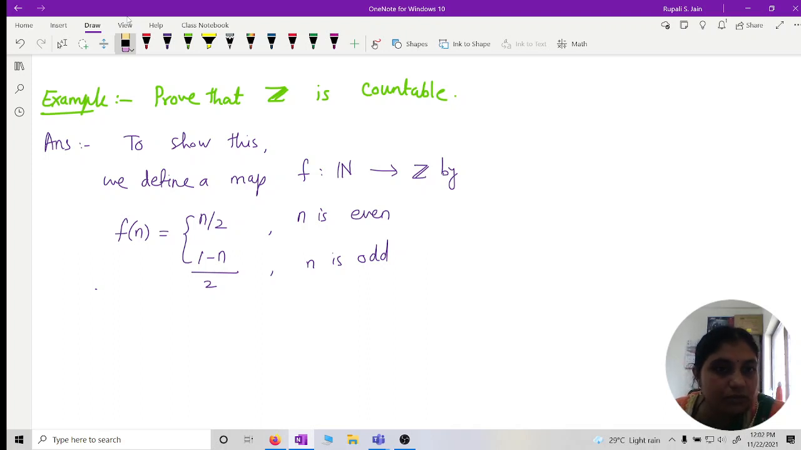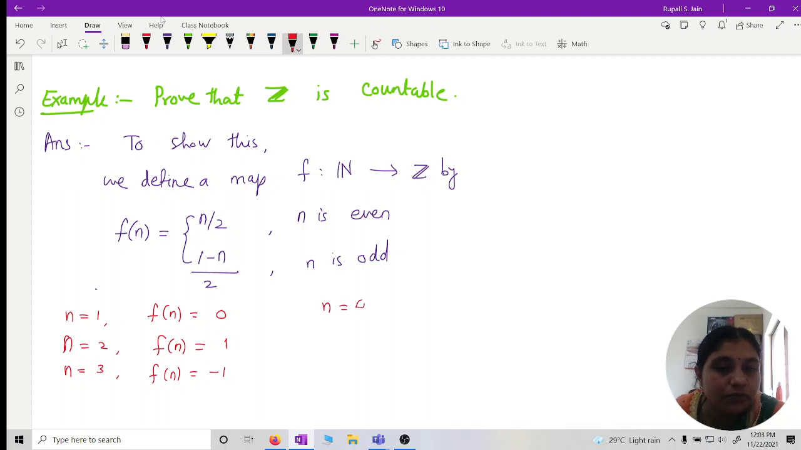For n equal to 1, what will be f of n? It is 0. For n equal to 2, what is f of n? It is 1, right? For n equal to 3, f of n is (1 minus 3) by 2. What will this be? Minus 1, right?